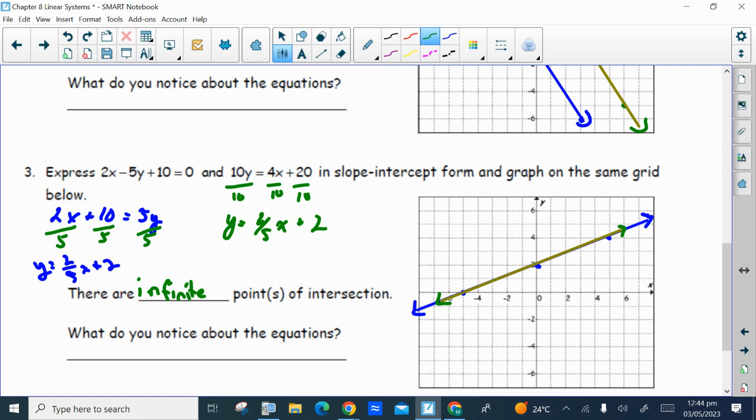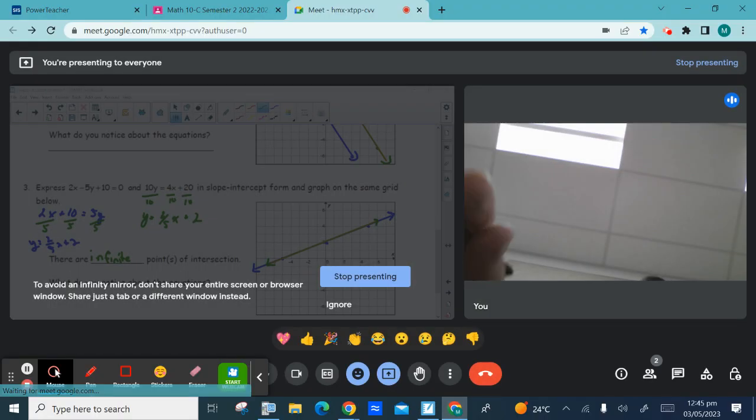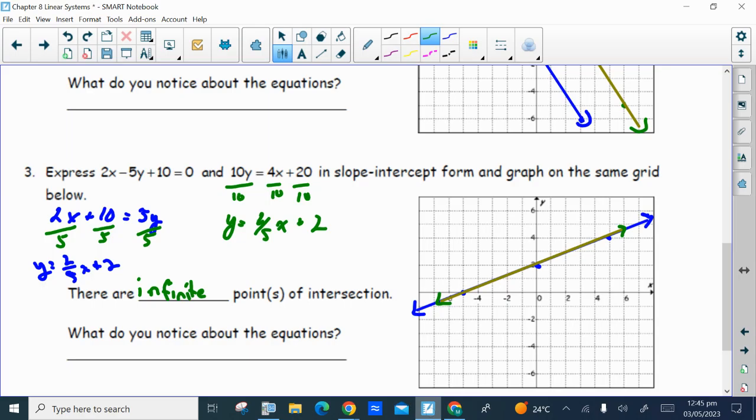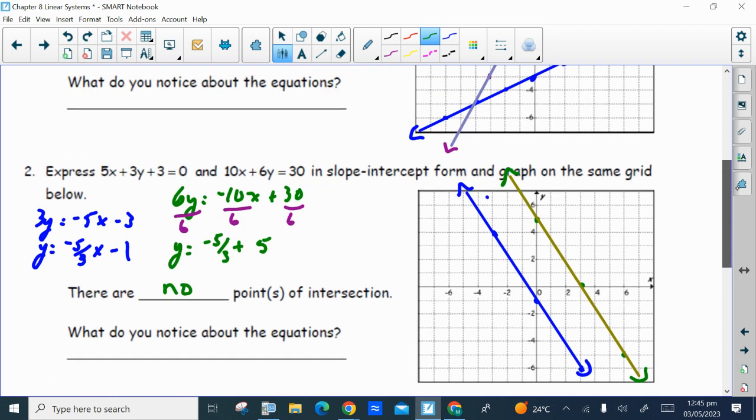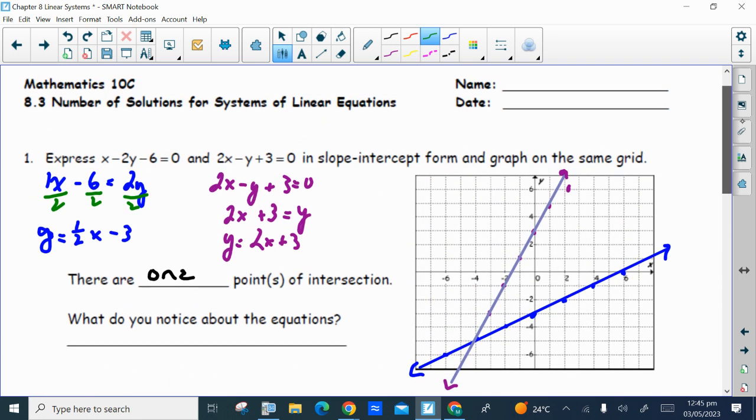This is the third scenario. When you look at the equations, they don't look the same, but when you put them in slope-intercept form, you actually get the same equation, which means they are the same line and there are infinitely many solutions. So now we'll go back and answer the part, what do you notice about the equations?